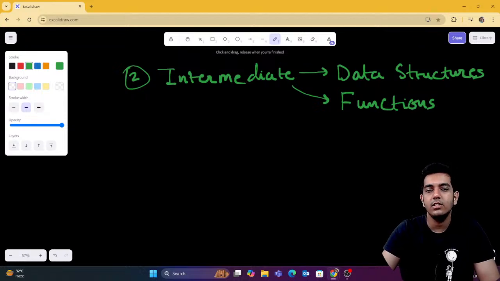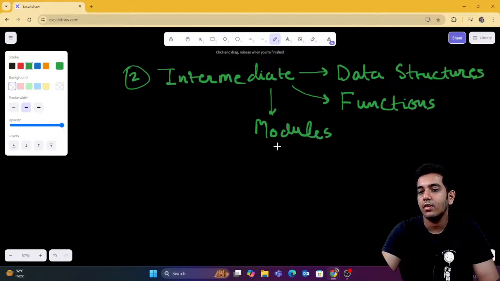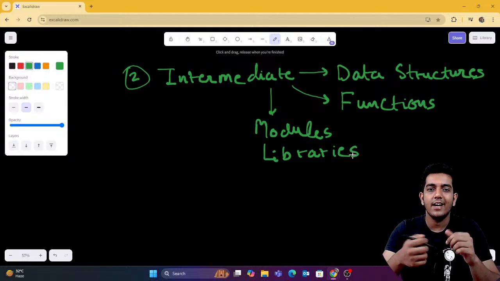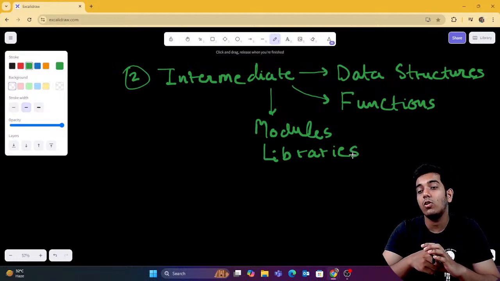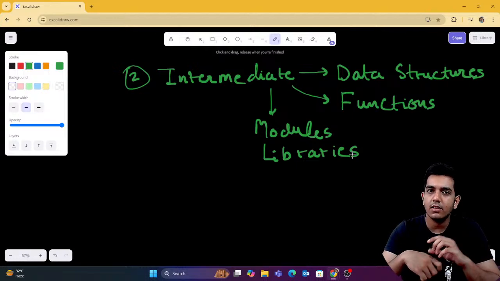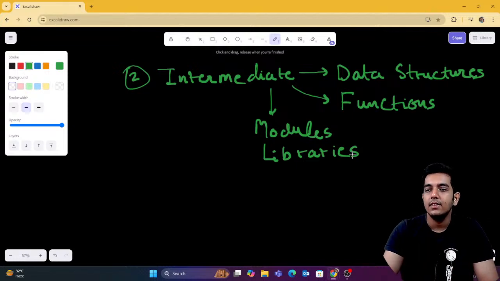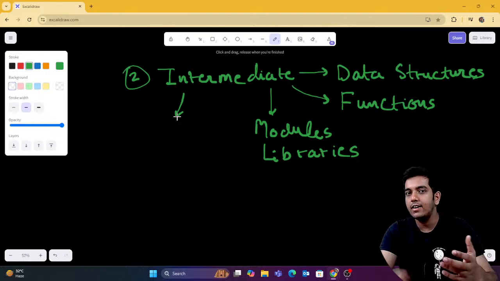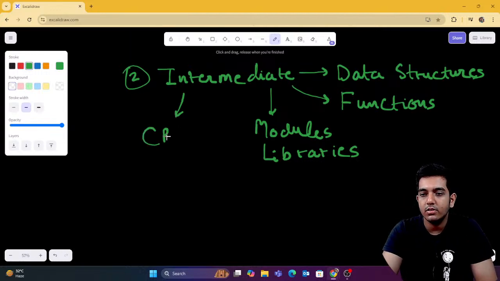Then we have modules and libraries. So you're going to learn about different modules and libraries. You're going to use them. Let me just write them first: modules and libraries. If I talk about some modules and libraries, there is math, random, datetime. These are some modules and libraries which you would learn. Then you'll also learn about pip, which is a Python package manager which allows you to install modules and libraries. Then guys, you are going to learn about file handling. That means how you can create a file, manipulate a file, read a file, delete a file. That means CRUD operations.